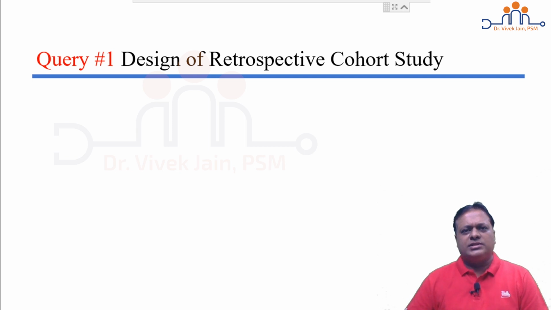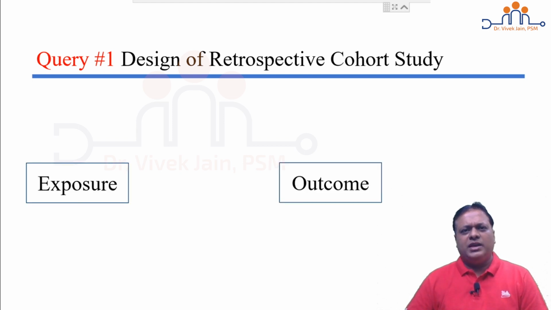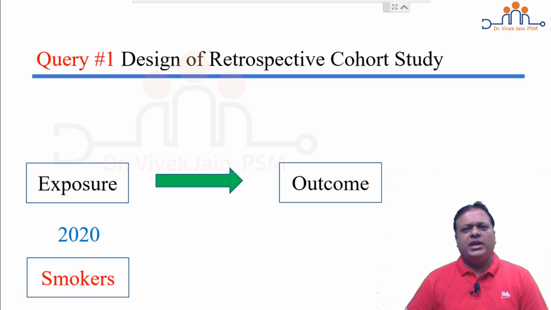So let's first try to understand. Suppose we have to establish an association between a proposed exposure and an expected outcome. Then we can do it in two different ways. What is the first way? We start with exposure, then we go in a forward direction till the outcome occurs. To make it more clear, take an example. We are currently in the year 2020 and I want to see an association if it exists between smoking as an exposure and lung cancer as the outcome.